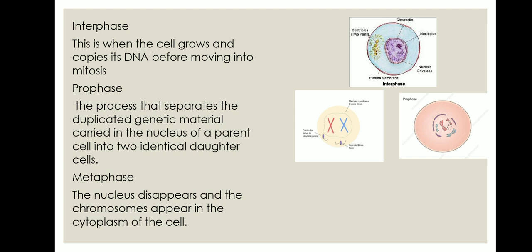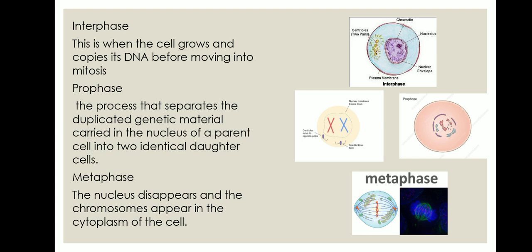Metaphase. The nucleus disappears and the chromosomes appear in the cytoplasm of the cell. When the nuclear membrane breaks down, the spindle fibers attach to the chromosomes, and the chromosomes line up at the equator of the cell.